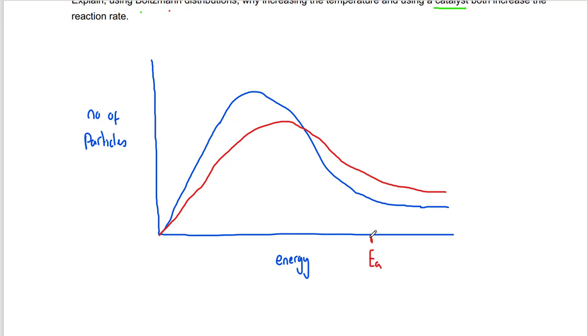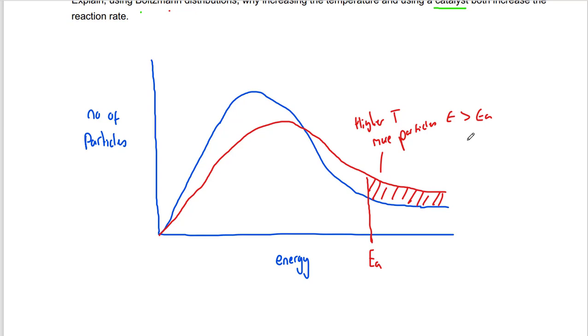So now to prove what happens, if we draw on our activation energy, this time the activation energy just stays there, and at a higher temperature, all of the shaded particles now have higher than the activation energy. So higher T, more particles have energy, have E greater than EA. There we go. That's it. That's all you need to do. And those two explanations and those two graphs will get you 5 marks.